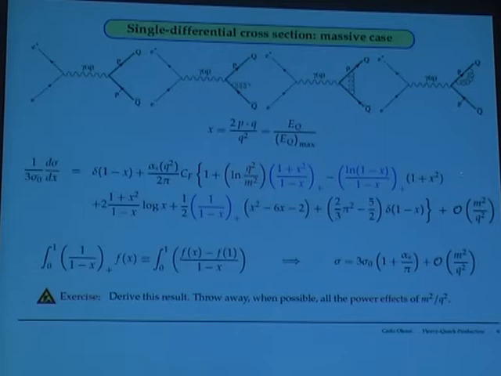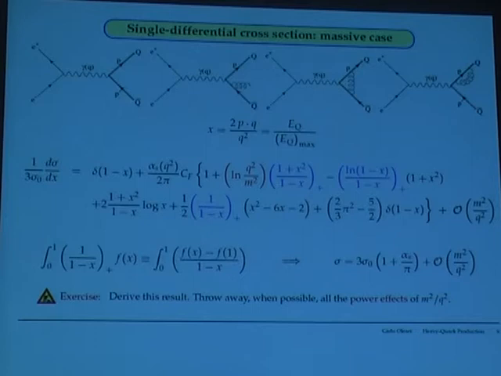This term, take this object, subtract the same object at x equal to 1, and do the integral. The answer you easily discover is completely finite, and the plus distribution is just there to give you a finite answer. It could appear not to be finite because of the 1 minus x in the denominator, but since you subtract the function at x equal to 1, if you do a Taylor expansion, you have 1 minus x, and in the numerator you have an object that goes to 0 when x goes to 1. So this object is perfectly finite, and so is the integral, the total cross-section.